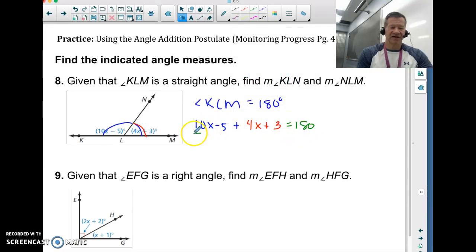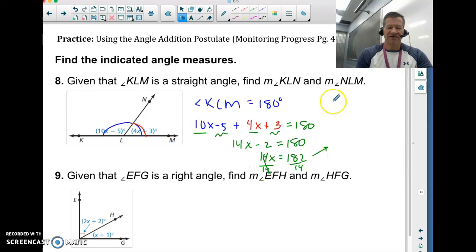So let's solve this. 10x and 4x is 14x. Negative 5 and positive 3 gives me a negative 2. That should equal 180. If I add 2 to both sides, the 2 will cancel off this side, leaving me with 14x, and I'll get 182 on the right. Dividing both sides by 14, 14 goes into 182 nicely. That will give me x is 13.